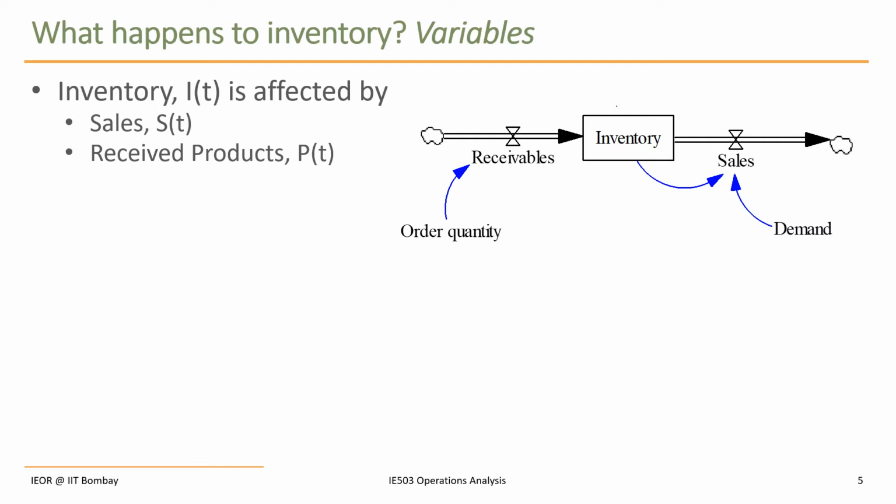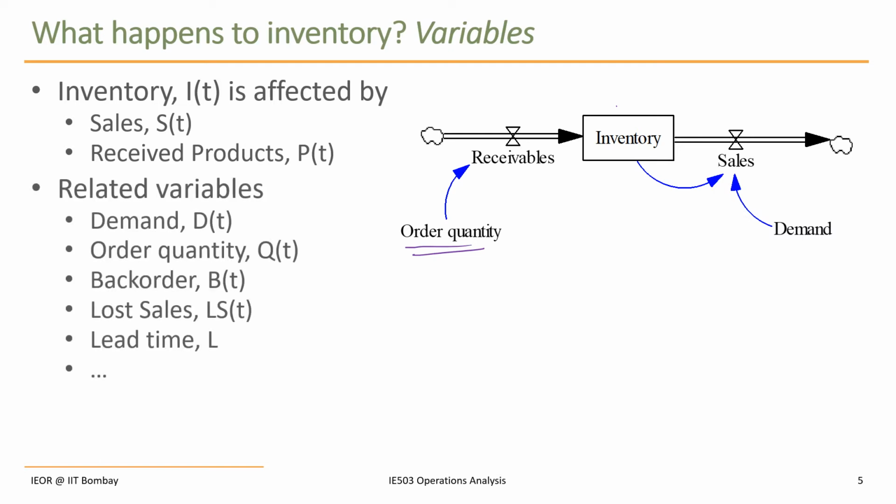And the quantity that is ordered will be received later. That is what is indicated by this order quantity variable. That is one of the key decision variables in our inventory management. So you can see the inventory is a key variable which is directly affected by the sales and received products, but there are other related variables which affect them, like the demand, quantity ordered, backordered, lost sales, lead time, etc.